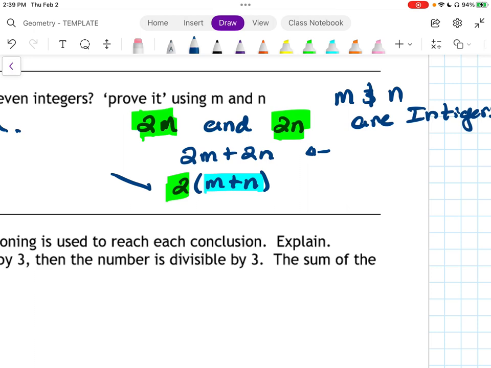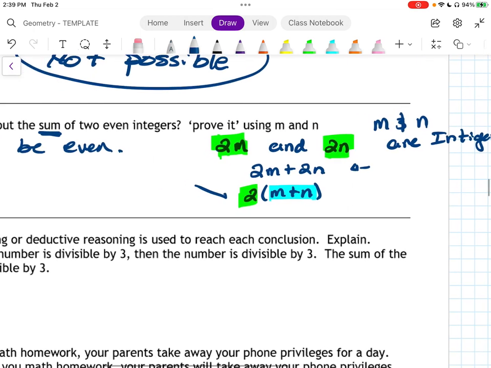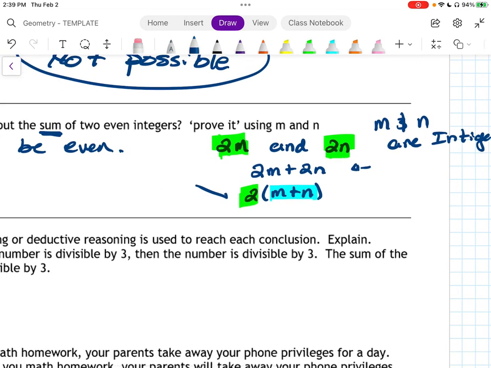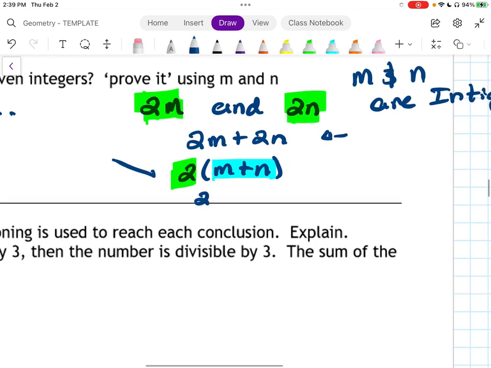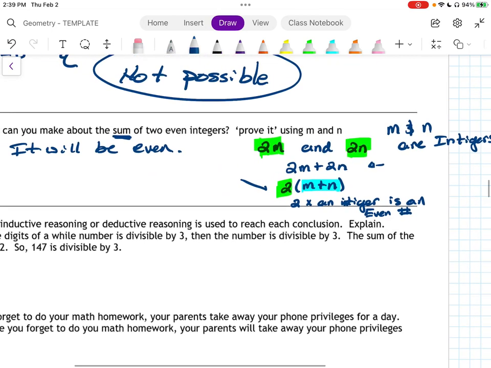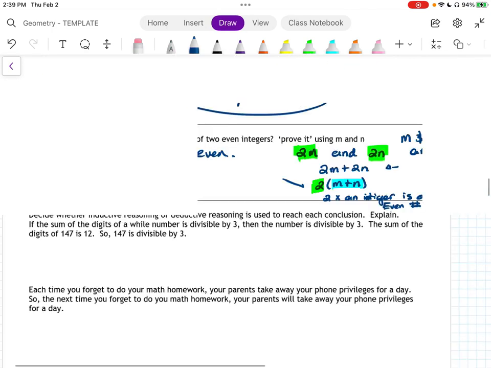That's our little bitty mini proof. We're not trying to be fancy. We're just trying to show it right there. All right, so let me write this down: 2 times an integer is an even number. I'm writing that factoid down for us. All right, let's look at our next one.